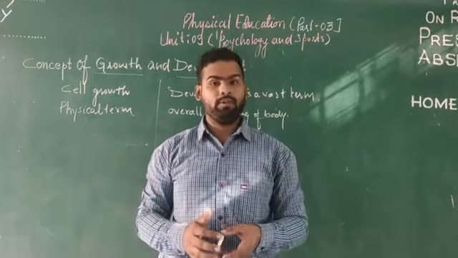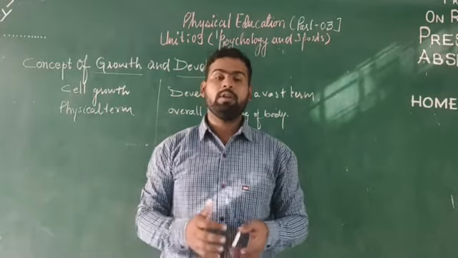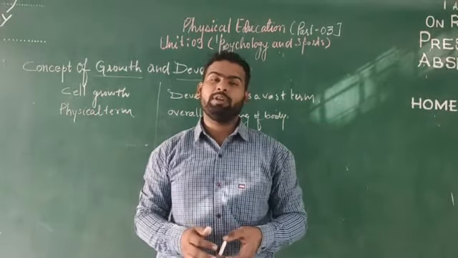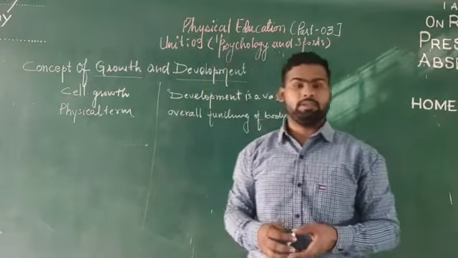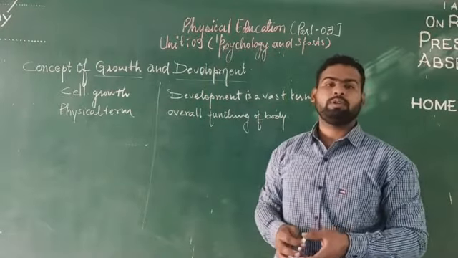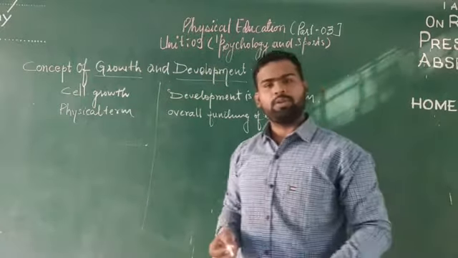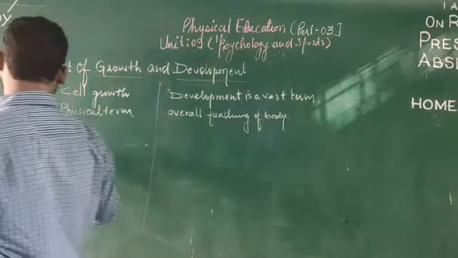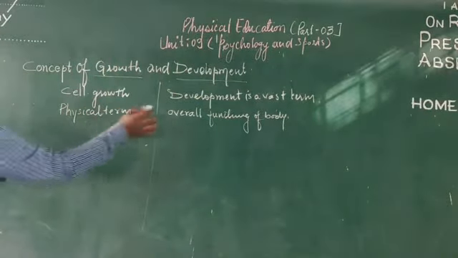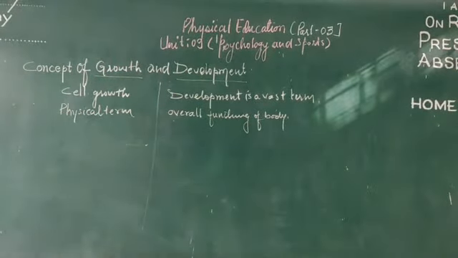Now, what overall functioning of the body am I talking about? Like the proper functioning of the digestive system, the reproductive system, the respiratory system, lungs, and so many things. So that is why I am telling you that growth is a physical term and development is the overall proper functioning of the various organ systems in the body.